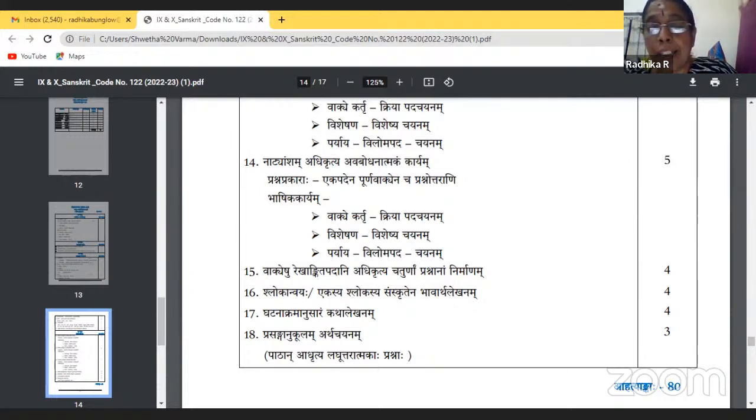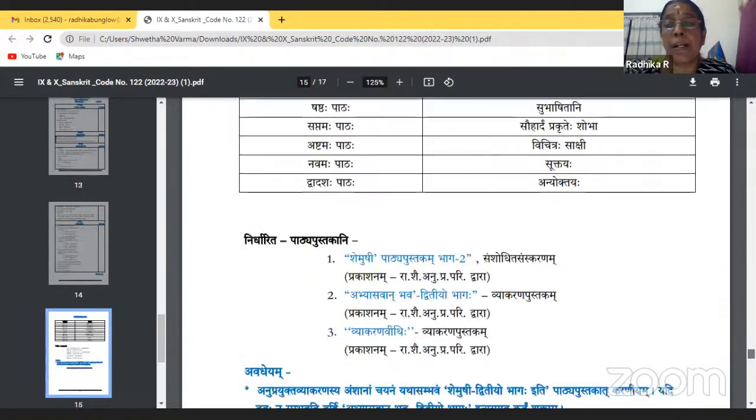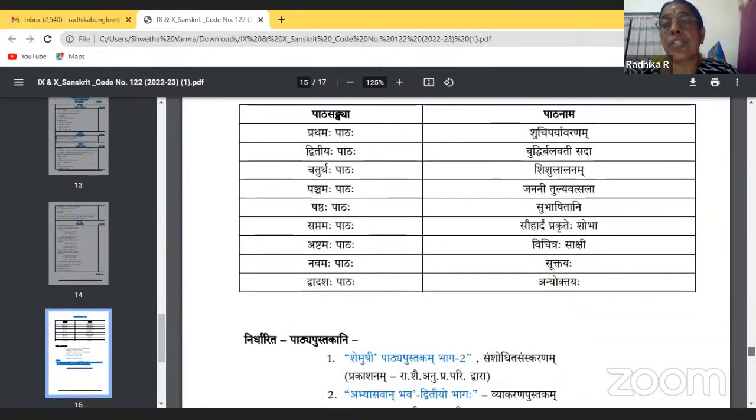These are the question pattern of CBSE 22-23. This is for 80 marks. The written examination is for 80 marks. The other 20 marks will come as internal assessment, and these are the text lessons in 22-23.